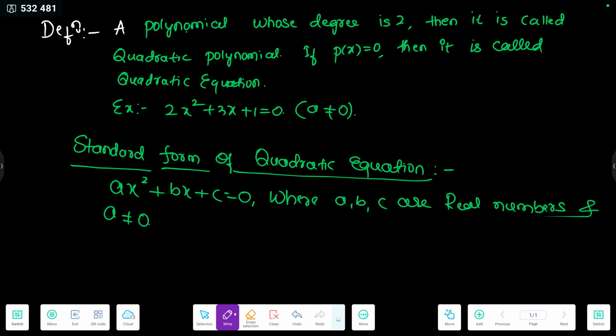What happens if a equals 0? The polynomial becomes a linear polynomial, or the equation becomes a linear equation. Note it down fast. Always remember, the polynomial should be in decreasing order of the degrees: x square, then x, then constant.